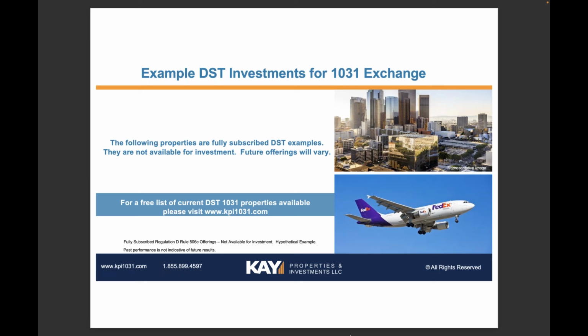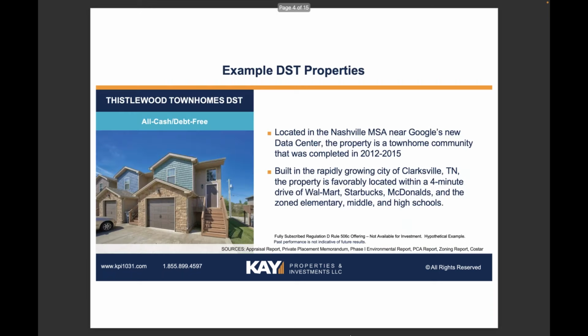If you'd like to see a list of currently available DST 1031 properties from typically over 25 different DST sponsor companies with anywhere from typically 20 to 40 different DST offerings, please visit and register at www.kpi1031.com for current inventory.